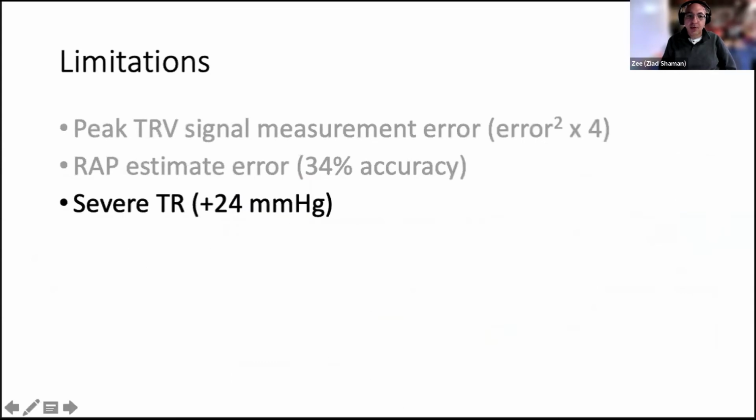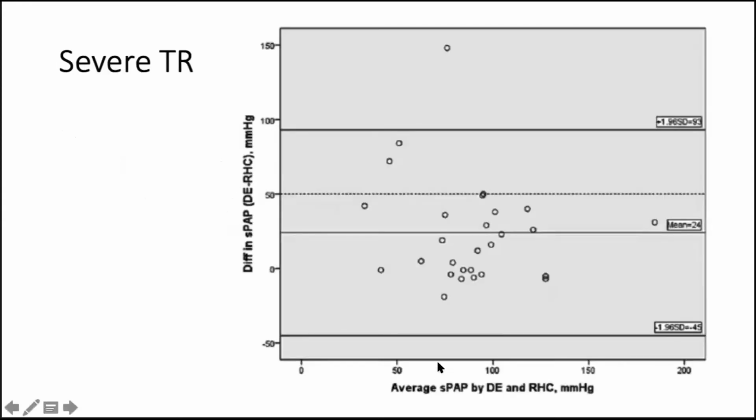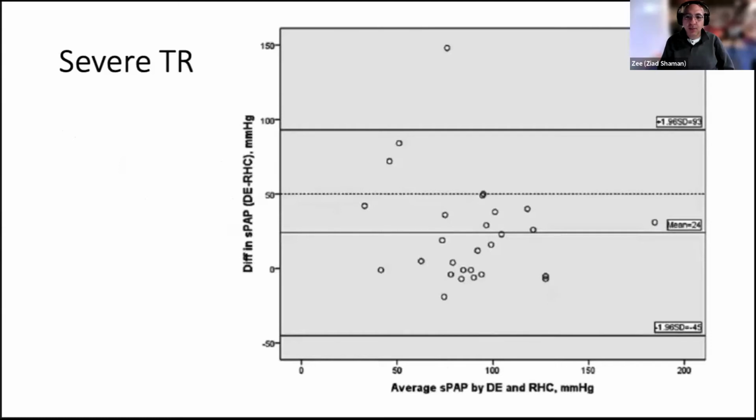Severe TR, again, will create an error, and this will give you an error margin of about 24 millimeters of mercury, not a small measurement error. And this is called a Bland-Altman plot.